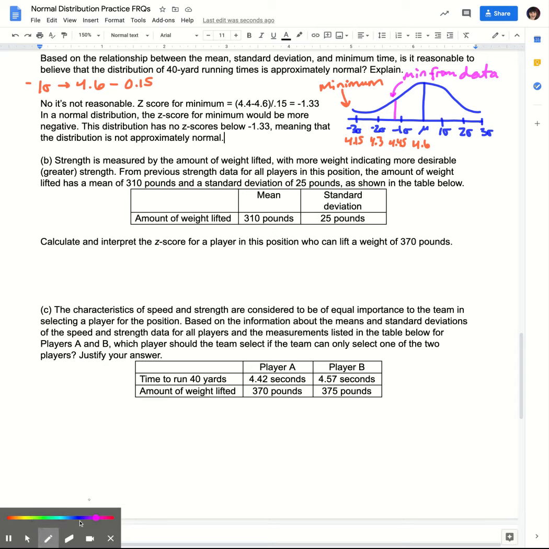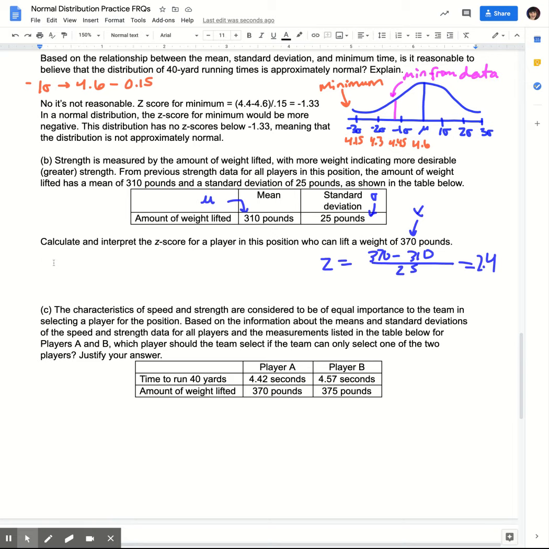All right, so let's calculate that. And I'm going to do it off to the side here. So that z-score would be: this is my x value, this is my mean, okay, so mu, and this is my standard deviation, or sigma. So I have 370 minus 310 divided by 25, okay, and that value is 2.4. Okay, so that's my calculation.